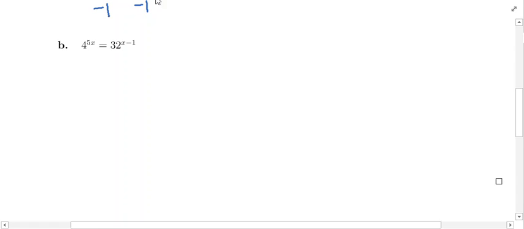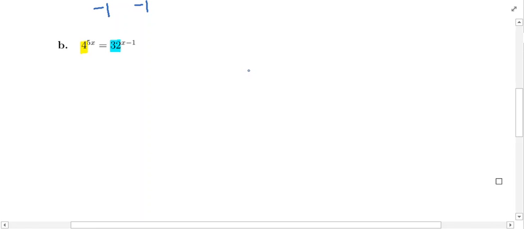On the left side, I have base 4. On the right side, I have base 32. We need to make them the same base. You always want to try to rewrite the bigger number in terms of the smaller number, so let's try powers of 4. We're trying to convert 32 into a power of 4. 4 to the first power is 4. 4 squared is 16. 4 cubed is 64. Whoops, there's no 32.